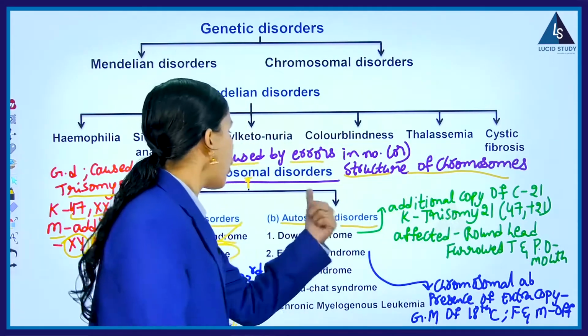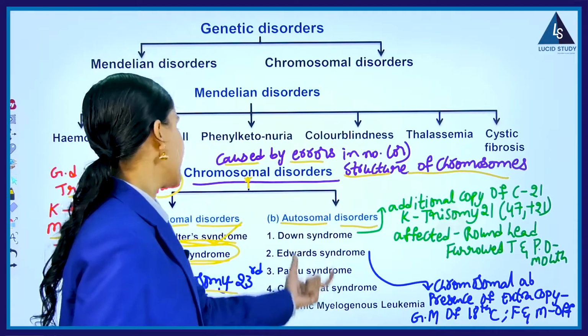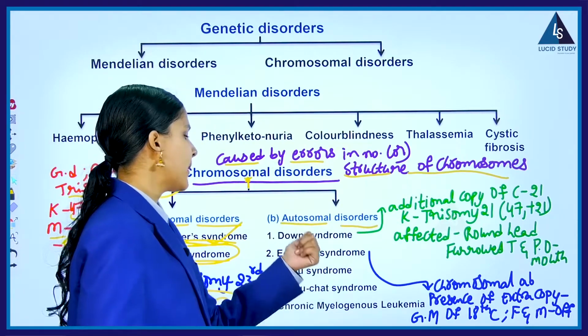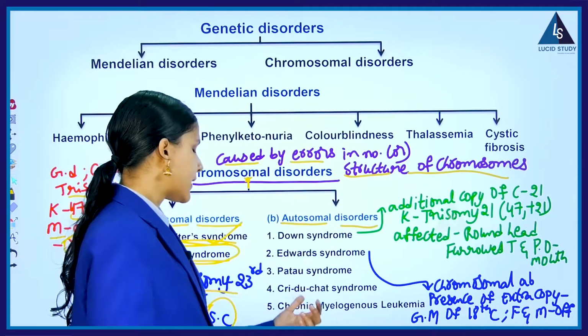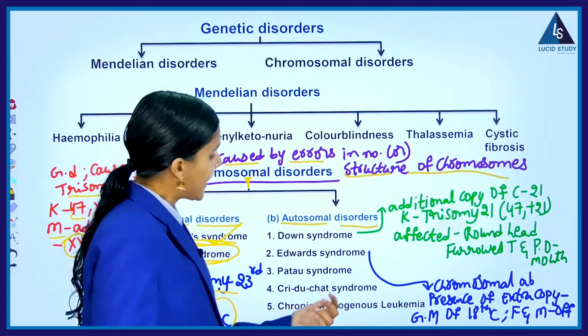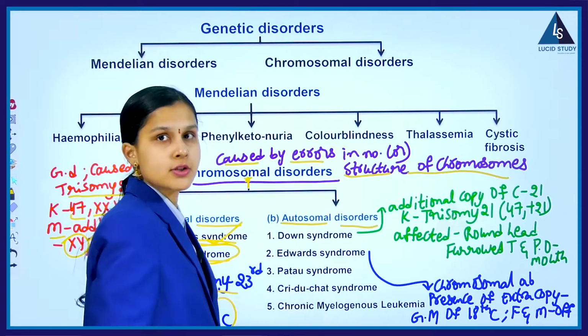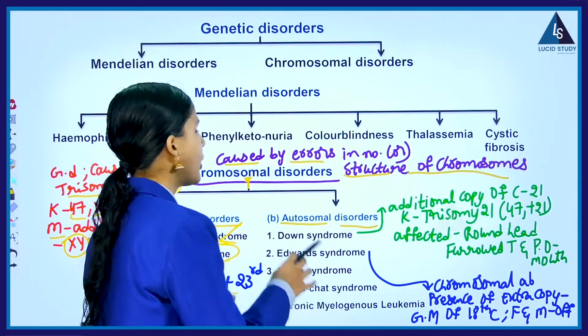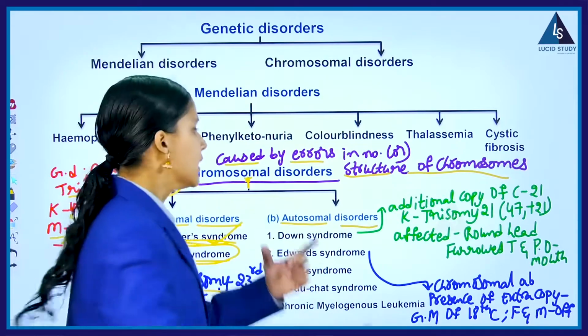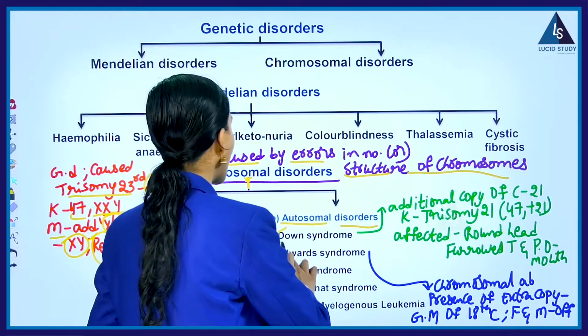Next, coming to autosomal disorders. In this again we have 5 types: Down syndrome, Edwards syndrome, Patau syndrome, Cri-du-Chat syndrome, and chronic myelogenous leukemia. These 5 types you have to first of all mention, and among these, any 2 types you can write in detail. So first of all, coming to Down syndrome.